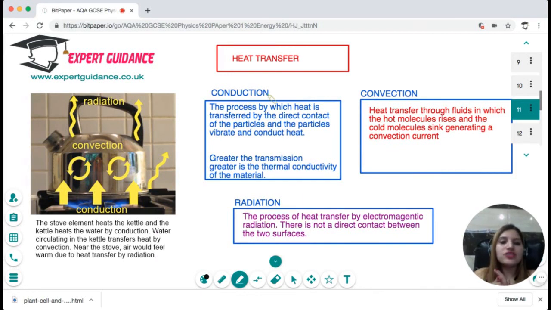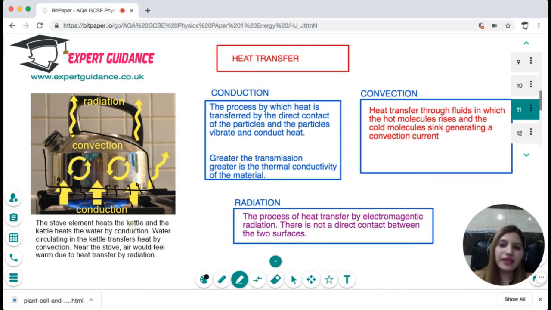Now we need to talk about the different ways in which heat transfer takes place. You can take this example of the stove and the water getting heated. Now what will happen? The body of the stove will get heated because the particles will start to vibrate and can spread the heat around.